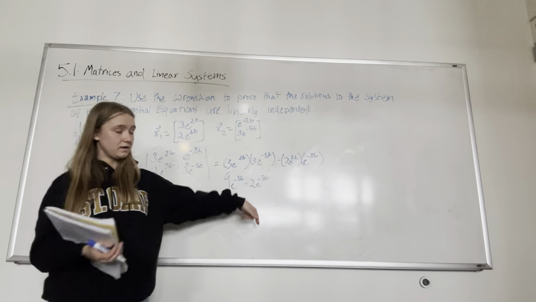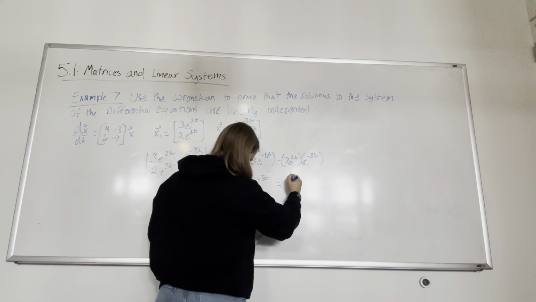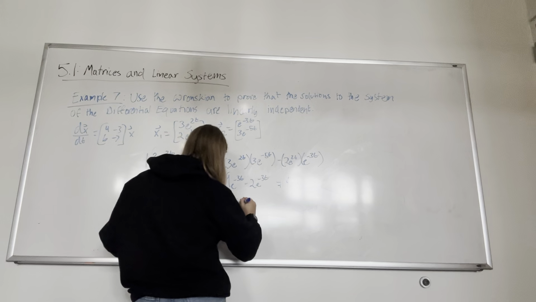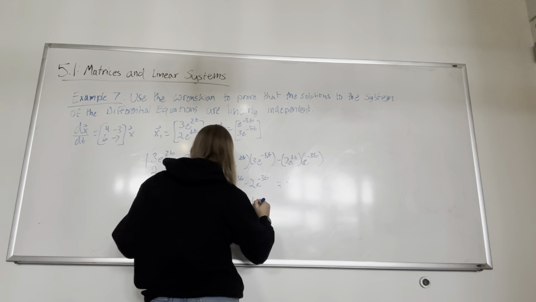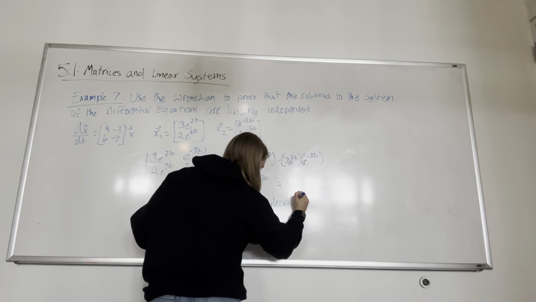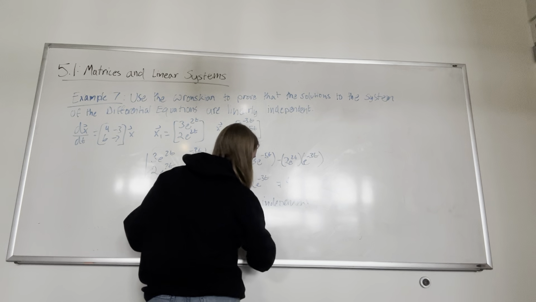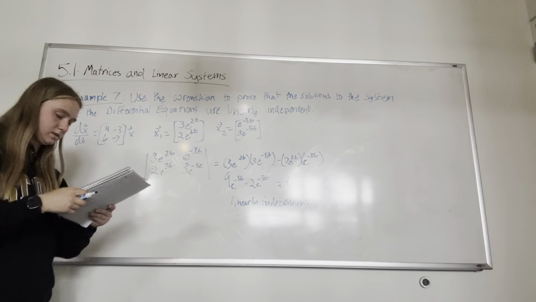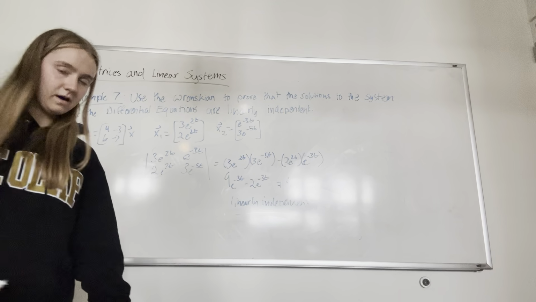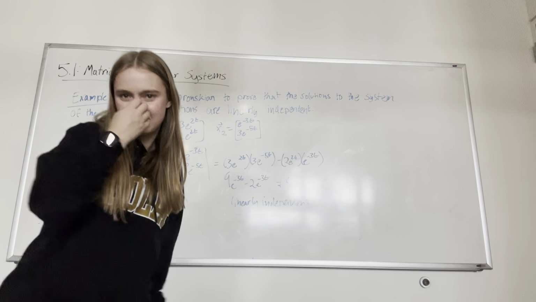And this is not equal to 0. So we know that they are linearly independent. So those two solutions, x1 and x2, are linearly independent. Okay, now we will be moving on to the next section.